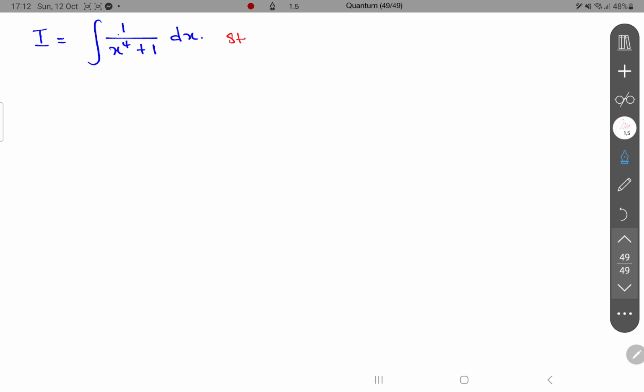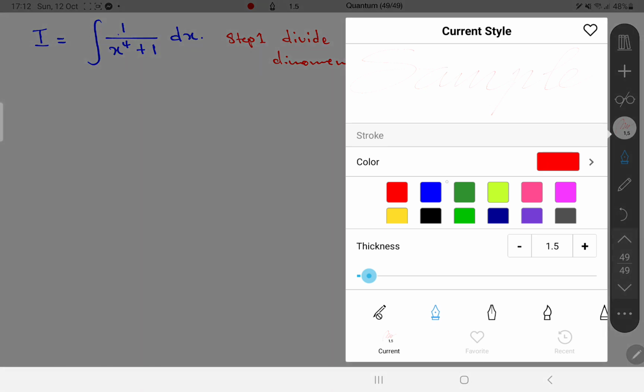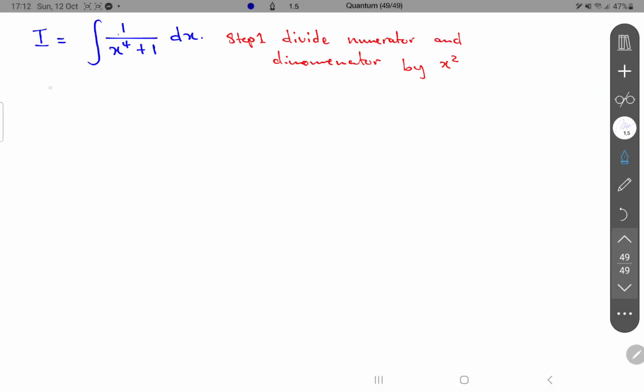So step 1, divide the numerator and denominator by x squared. So I'm going to divide both numerator and denominator by x squared. I am doing nothing, but I'm doing something.